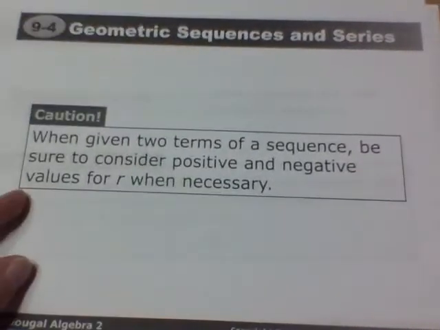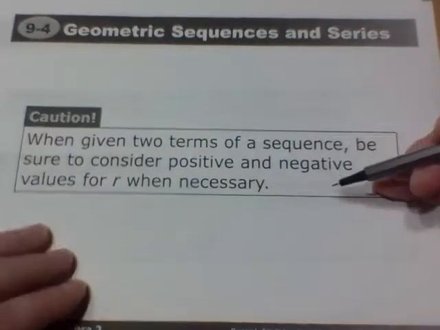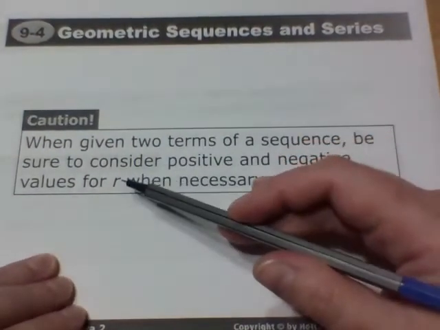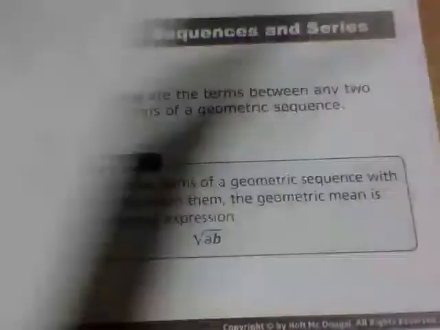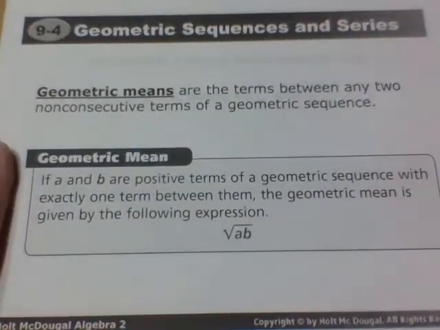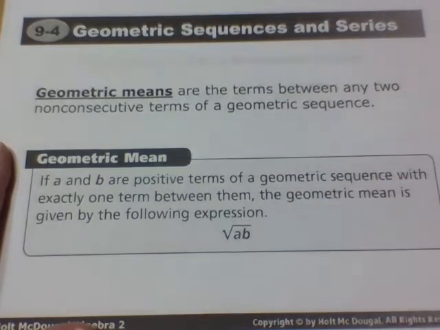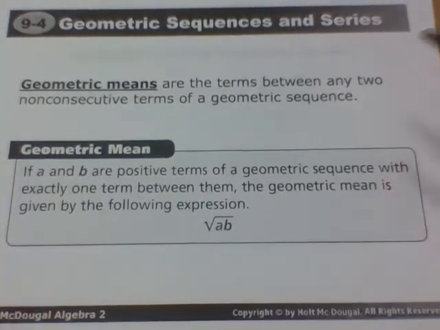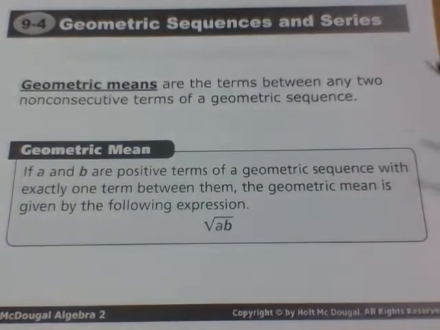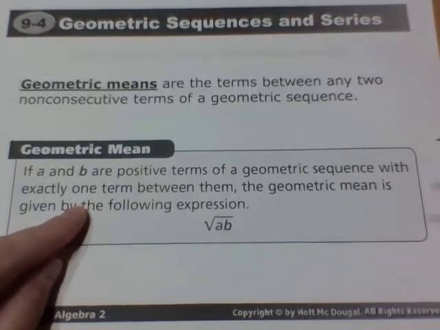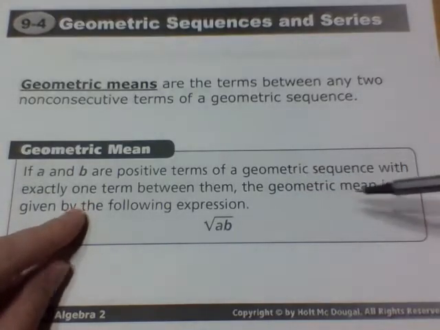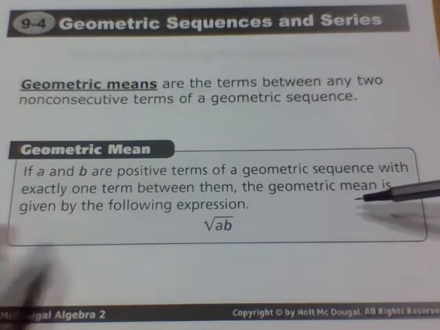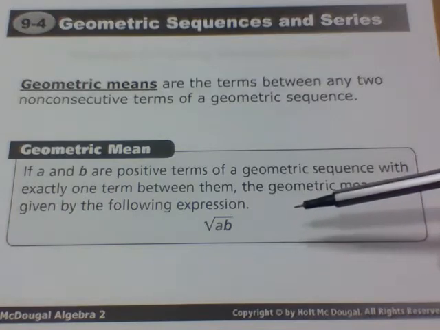So we're going to want to make sure that if we can, we have an r that could be positive or negative. All right, so now we're on to geometric means, which hopefully you remember from geometry when we were talking about solving right triangles. But it turns out that if a and b are positive terms of a geometric sequence with exactly one term between them, the geometric mean given by the following expression actually gives you that number in between.